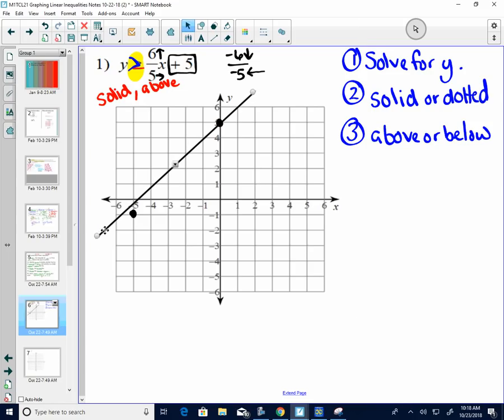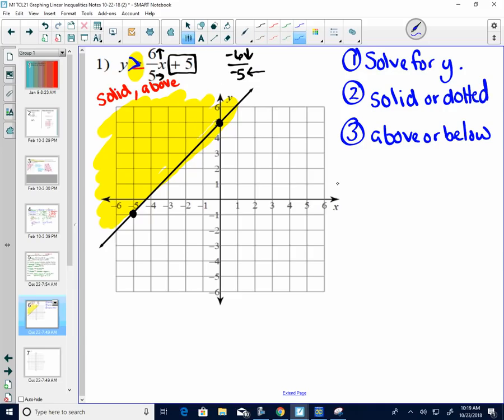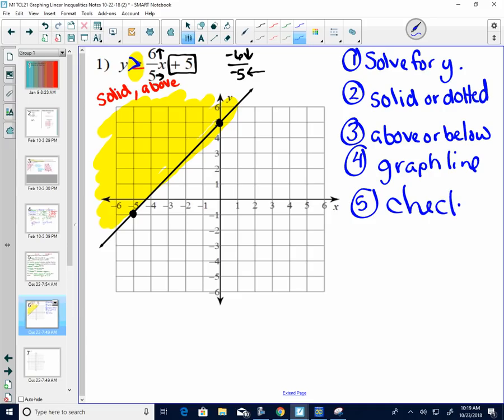This is where, if you have a ruler, rulers are really great and helpful, especially when your points are spread out like that. And we said we're going to shade above that line. So that means my answers are on that line, or they are in this area that I have shaded. So then step 4 was graph the line, which we did. And then step 5 is let's check our shading.